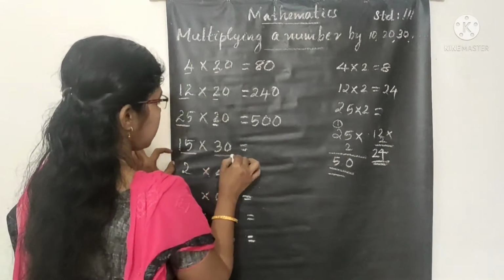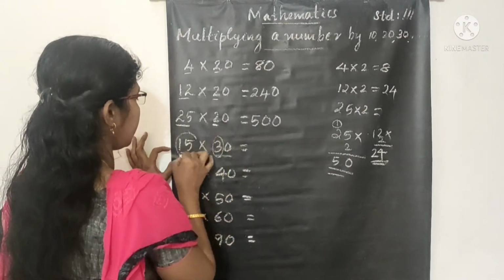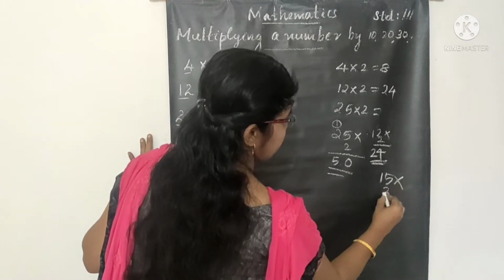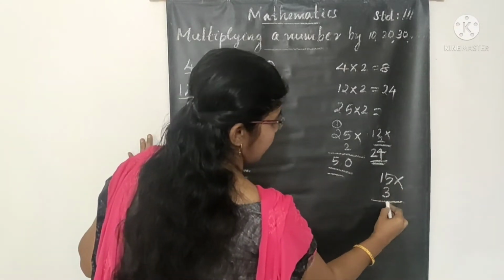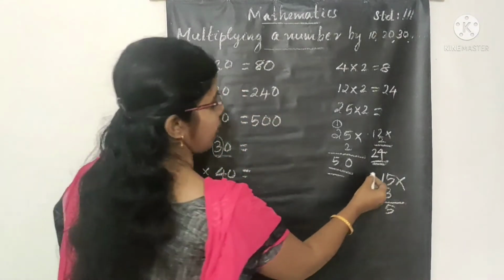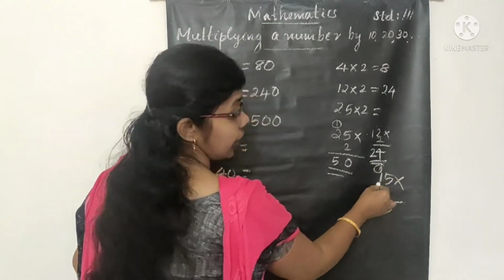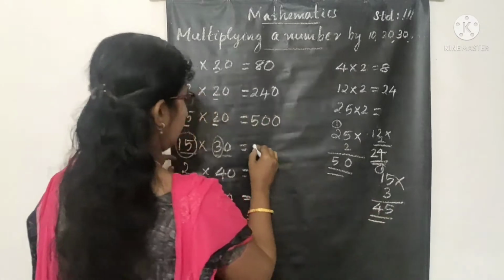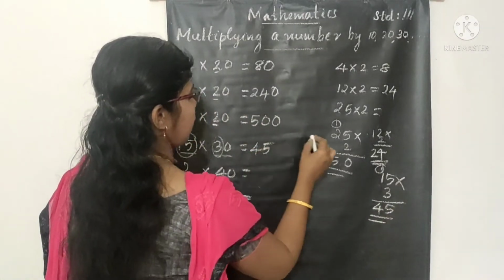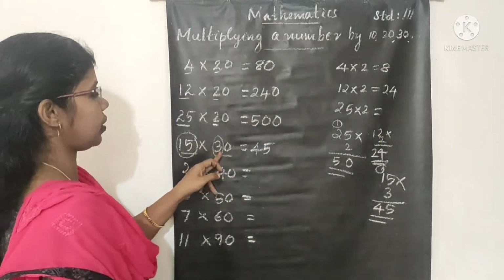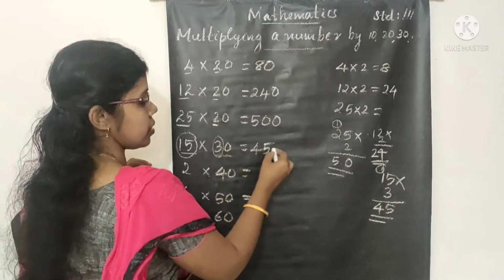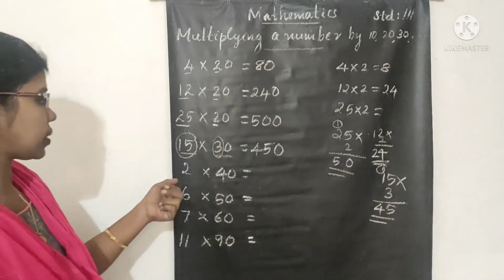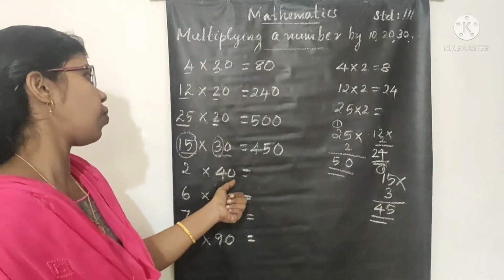Next, 15 into 30. First multiply 15 and 3. Okay, what is 15 and 3? 5 3s are 15. 1 balance. 1 3 is 3. 3 plus 1 is 4. That is 45. 15 into 3 is equal to 45. Then put this 0 on the right side. Okay, clear.